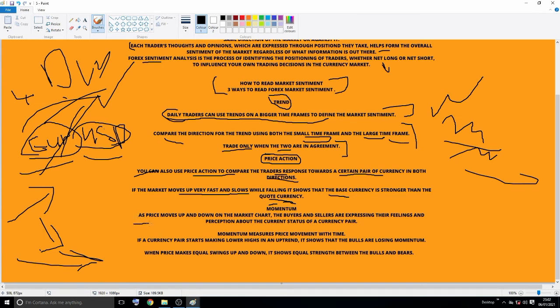And then we also have momentum. As price moves up and down on the market chart, the buyers and sellers are expressing their feelings and perceptions about the currency, about the current status of the currency pair. So as the price is going up and down, this is the traders expressing how they feel, or what they think, and what they're expecting to happen on that currency pair.